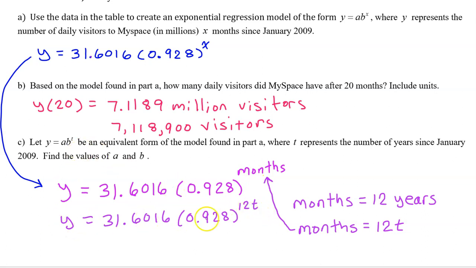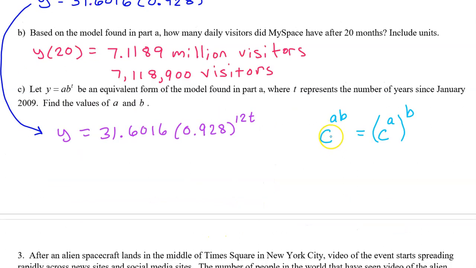However, we need to simplify this in some way so that we just have y equals a times b to the t power, not b to the 12t power. In previous videos, we have learned that c to the a times b power can be rewritten as c to the a all raised to the b. That's what I'm going to do right now. Now we have this equivalent equation.